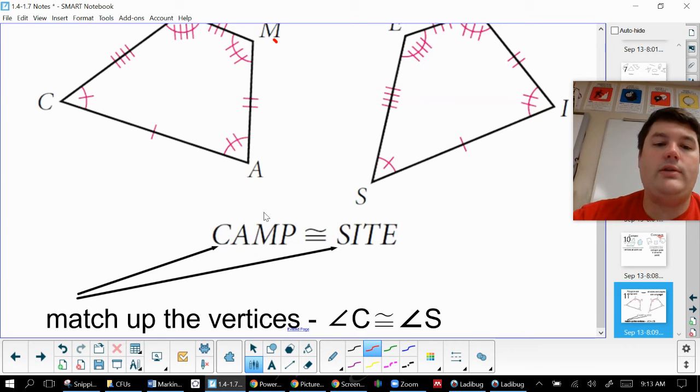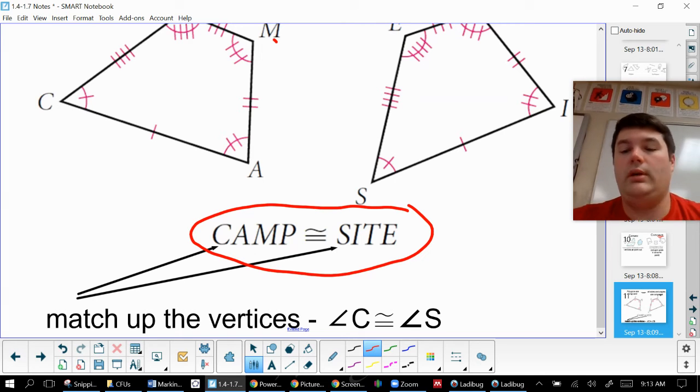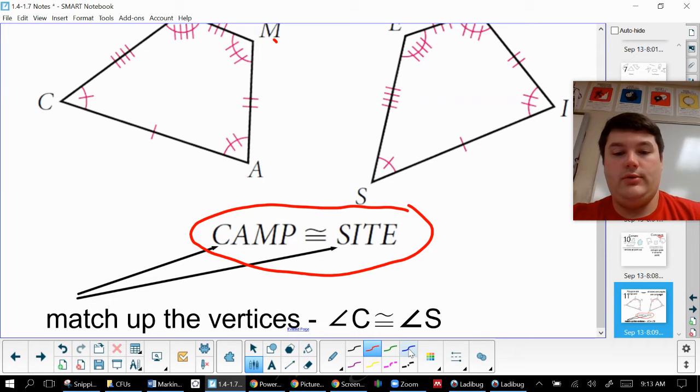So this is saying that quadrilateral CAMP is congruent to quadrilateral SITE. Now there's a lot of information in that short little piece of information there. First of all, we're claiming that those 2 quadrilaterals are congruent. That's the simplest version there. Now, the other thing that we have to make sure that we're doing is understanding this part. When we write these down, the order that you write the letters in is important.